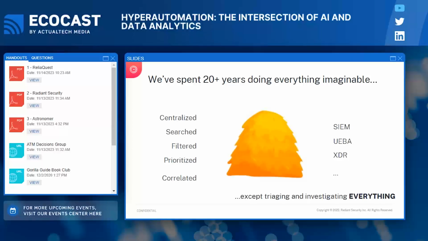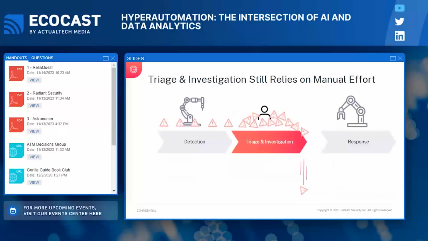We need to triage and investigate absolutely every alert that comes in. And in doing so, we are assured to find the ones that are meaningful and true positives along the way. Now, you might be asking yourself, how is that possible? Because our triage and investigation still relies on manual effort.